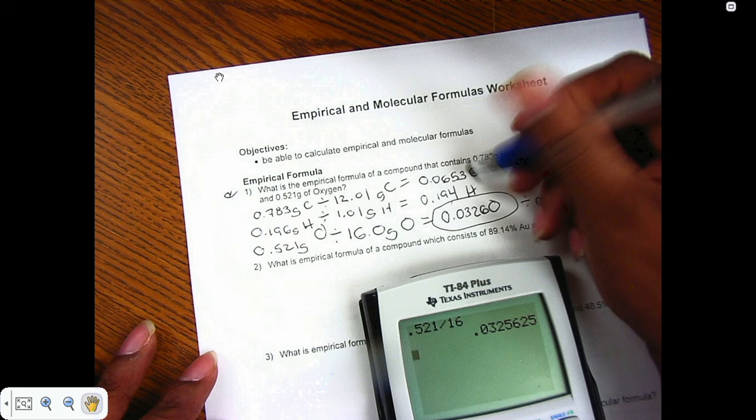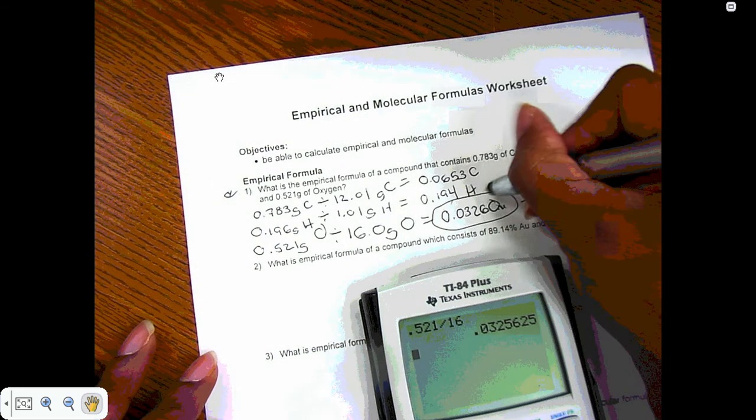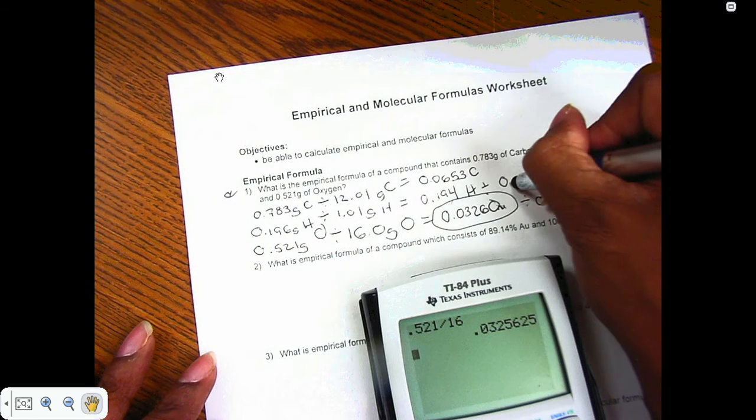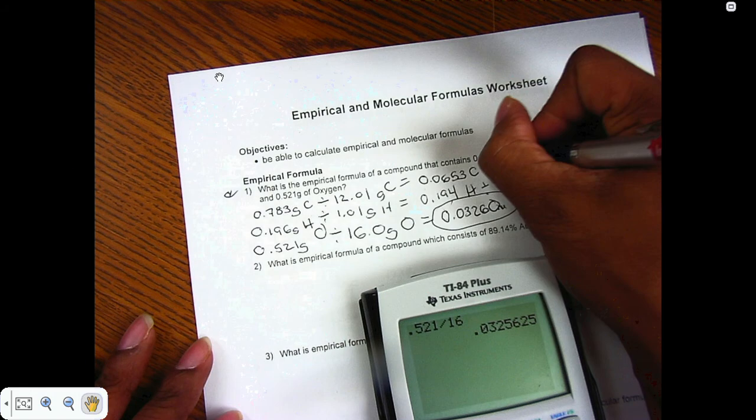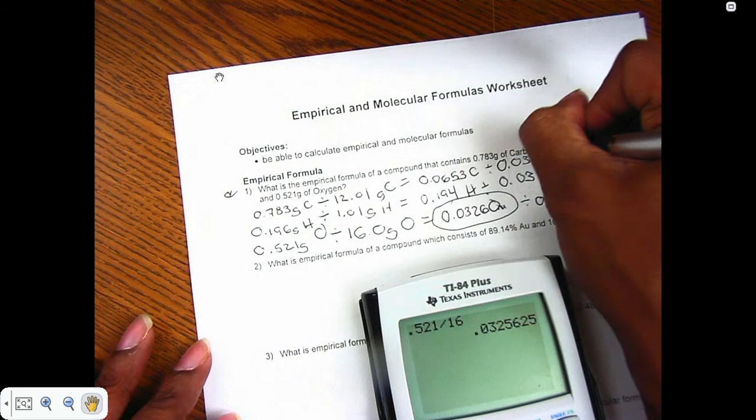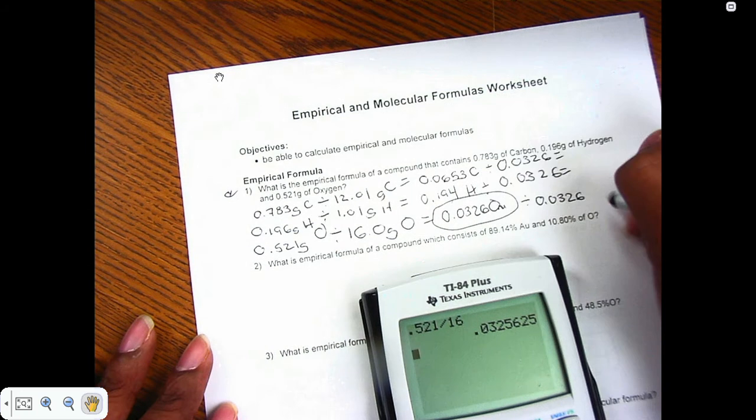That's not oxygen, sorry. Divide that by 0.0326. And divide this one by 0.0326. So here we got 1.